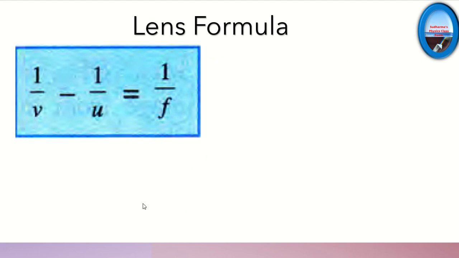So now we are going to learn the lens formula. The lens formula is very simple: 1 by v minus 1 by u is equal to 1 by f. Here v is the image distance, u is the object distance, and f is the focal length. These terms and notations you are already familiar with, because we have already learned about mirrors. So the difference here is that 1 by f is equal to 1 by v minus 1 by u.